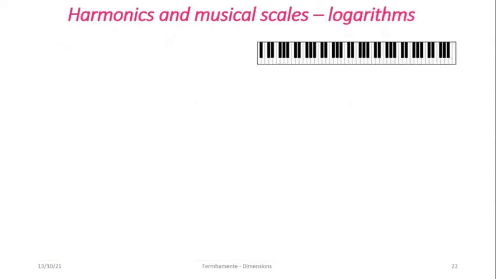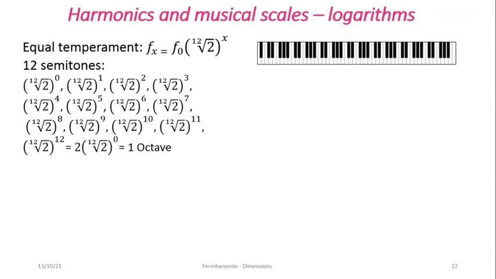Now, the scale on a keyboard or on a piano is not an integer scale. It is actually called equal temperament, and it is a frequency multiplied by the 12th root of 2 to the power of x. Like this, 12 semitones can be produced, where 2 times the 12th root of 2 to the power of 0, or to the power of 12, gives us 1 octave. And the tritone, which is actually in the middle of the scale, is the square root of 2, or the 12th root of 2 to the power of 6.